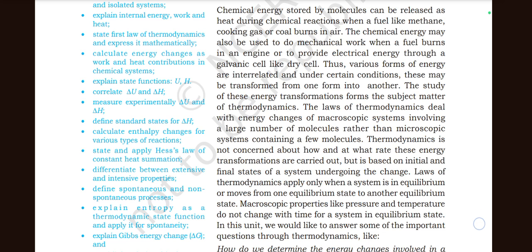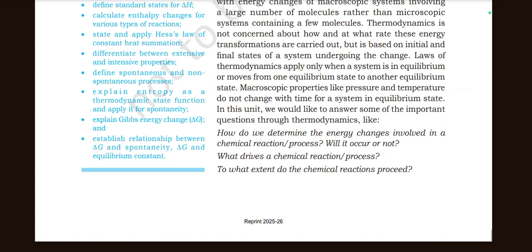In this unit, we have to answer some of the important questions of thermodynamics, like: how do we determine the energy changes involved in a chemical reaction or process? Will it occur or not? What drives a chemical reaction or process? To what extent does the chemical reaction proceed?